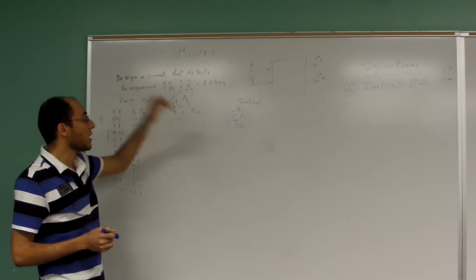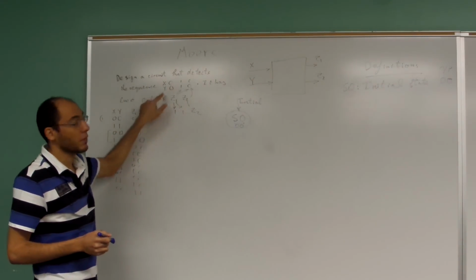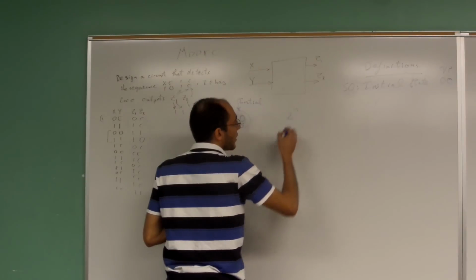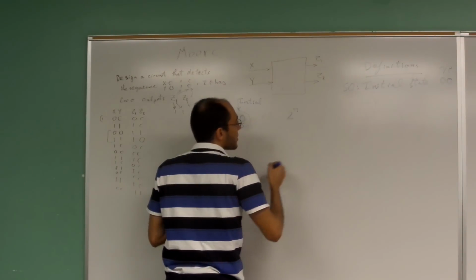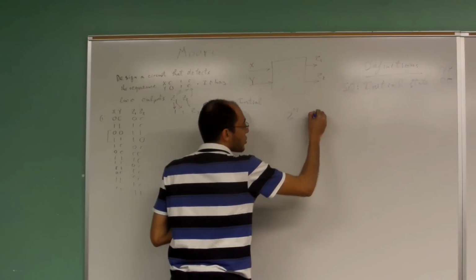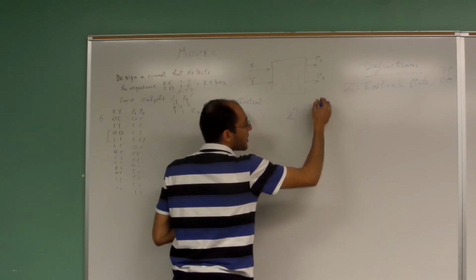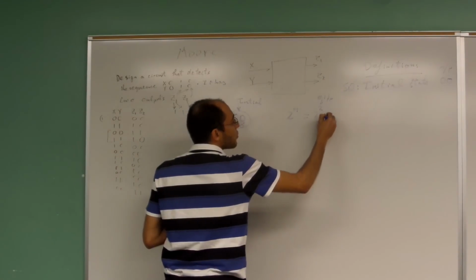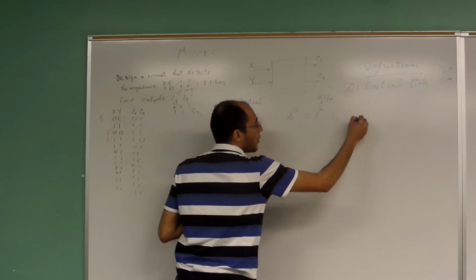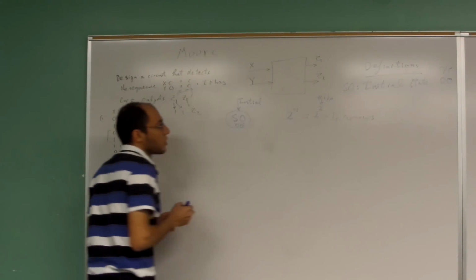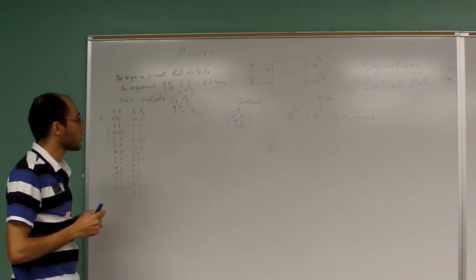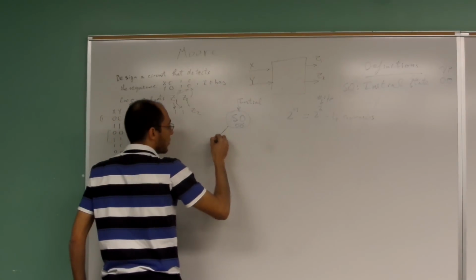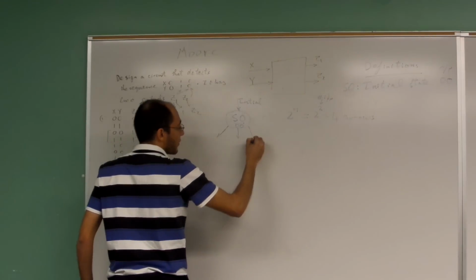And this is why I need to take all the possible combinations of X and Y. There are 2 bits, so I expect to see 2 to the n arrows, where n is the number of input bits, which is 2 to the 2, which is equal to 4 arrows out of each state. I have 4 arrows coming out of each state: the first arrow, the second arrow, the third arrow, and then the fourth.